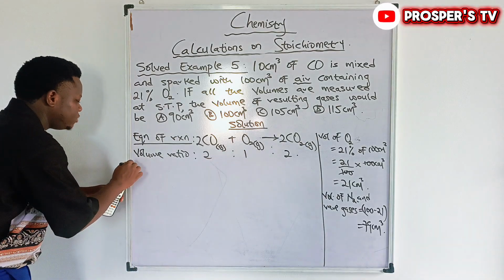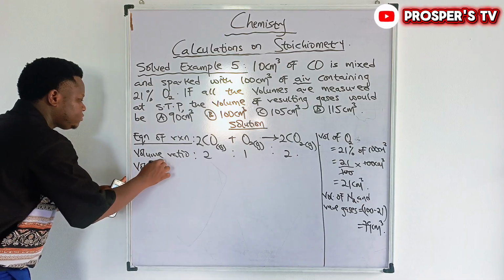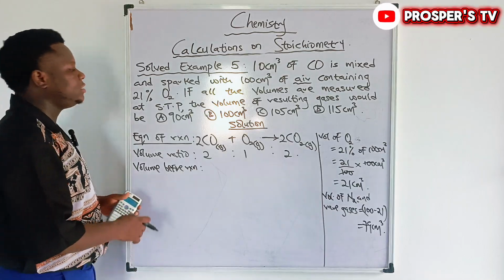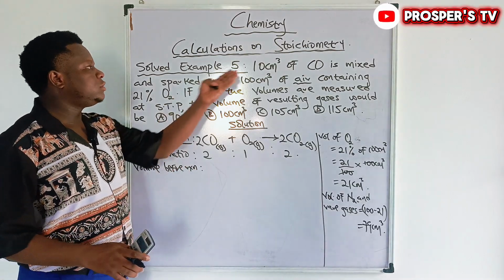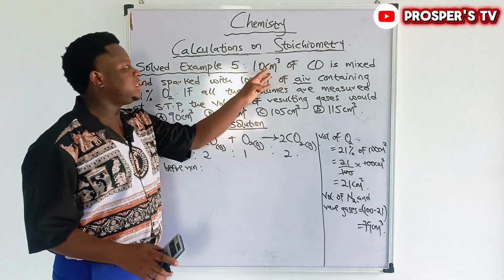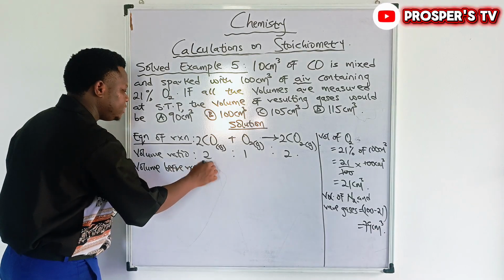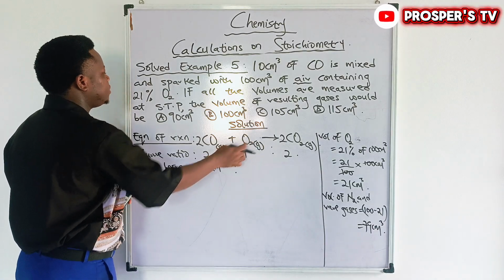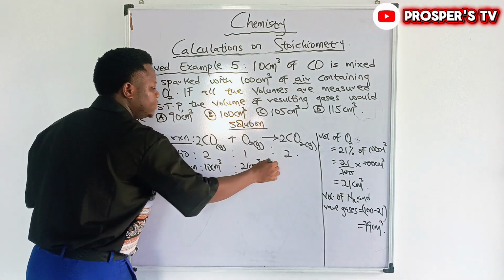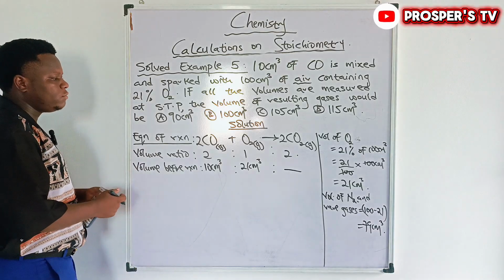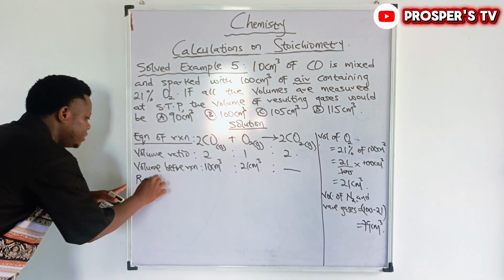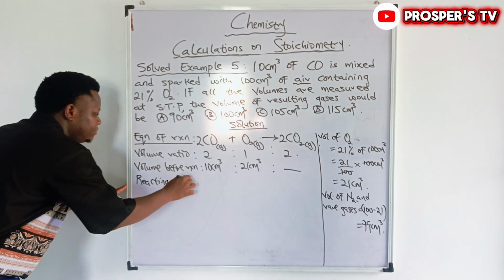So after volume ratio, you're going to write volume before reaction. Volume before reaction simply means what was the volume that you brought for this process, for this reaction? What volume was brought? So according to the question, we actually brought 10 centimeter cube. Then what was the volume of oxygen brought? That's what we've calculated. So that's 21 centimeter cube. Then before reaction, you have no product, so you put a dash there. Thereafter, you write your reacting volume, talking about the volume that would actually react.